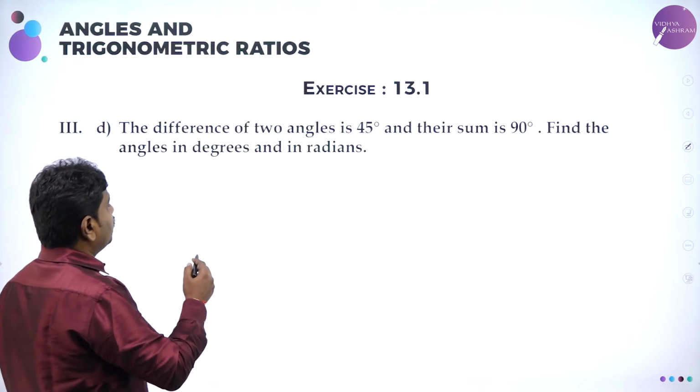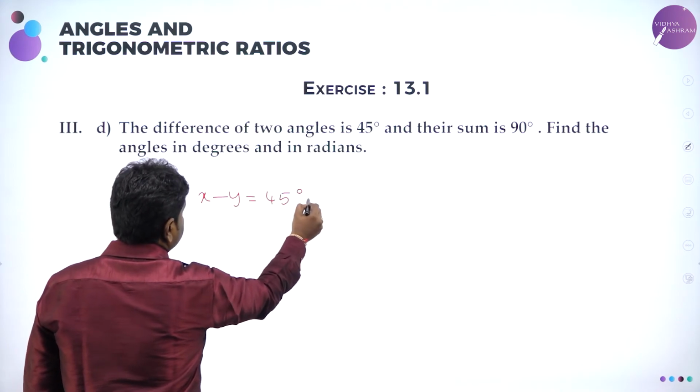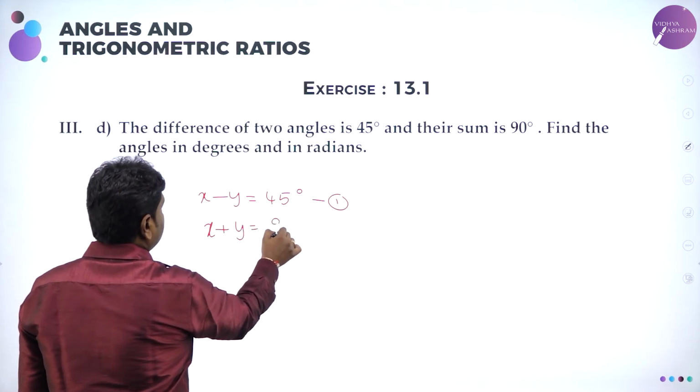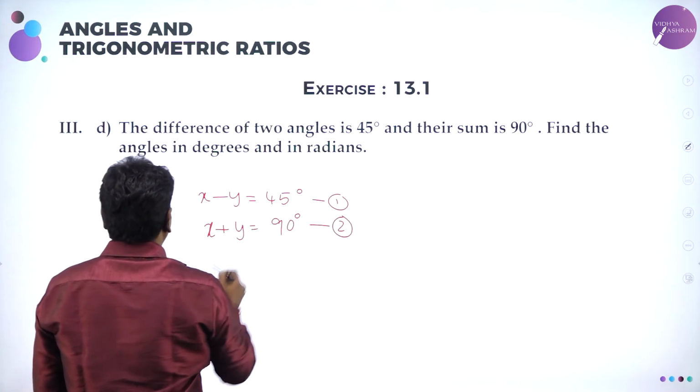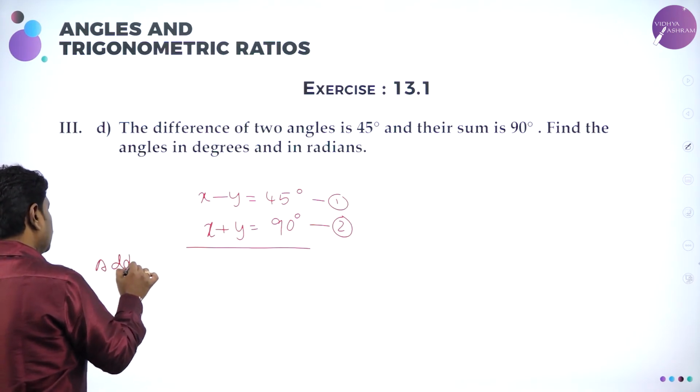Next, the difference between two angles is 45 degrees. That means x minus y is 45 degrees. Call it equation 1. And the sum means x plus y is 90 degrees. Call it equation 2. Now find the angles in degrees and radians. So add equations 1 and 2.